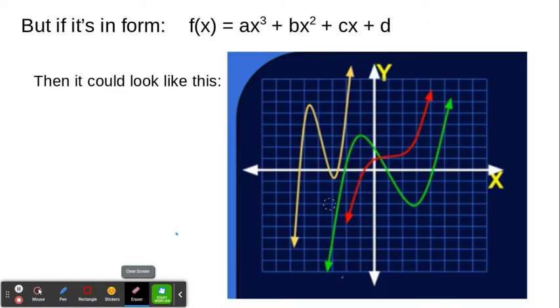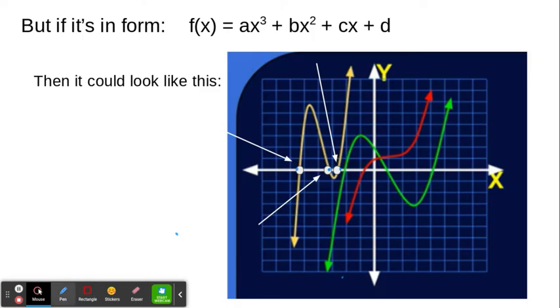Here are three cubic functions on the same graph. Pretty interesting, huh? These cubic functions have 3 points that intersect the x-axis. At least 2 of them do. So this gold one, or this yellow one, intersects the x-axis at 3 points. 1, 2, 3. 3 intersections. That's because this does not look like the parent function.